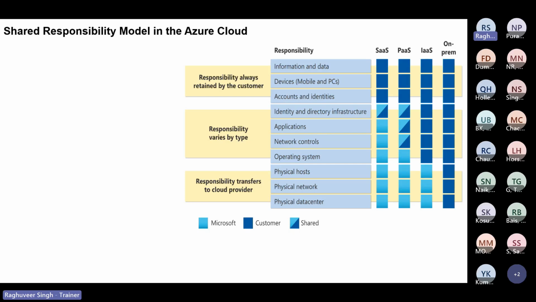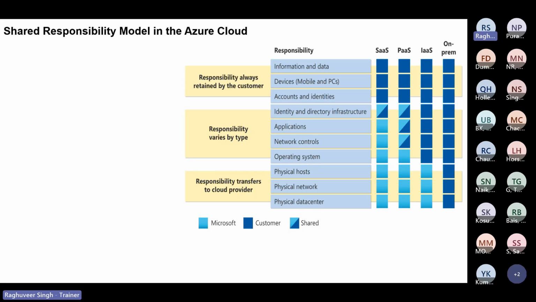Responsibility model in the Azure cloud. This is very important for you to understand. Why is this important? Because irrespective of your role and responsibility in public cloud, you must understand this model, because as an admin, you will leverage or use this model to configure identities and their access, which is known as role-based access control in Azure.